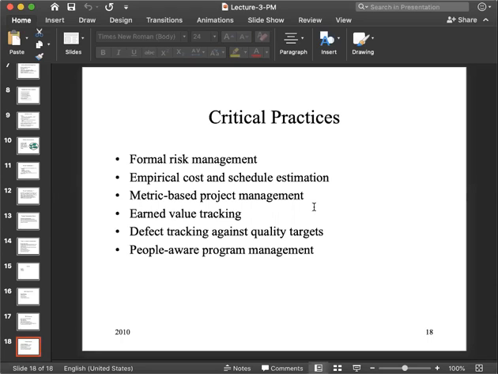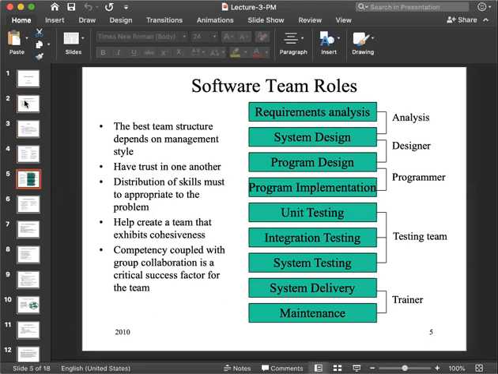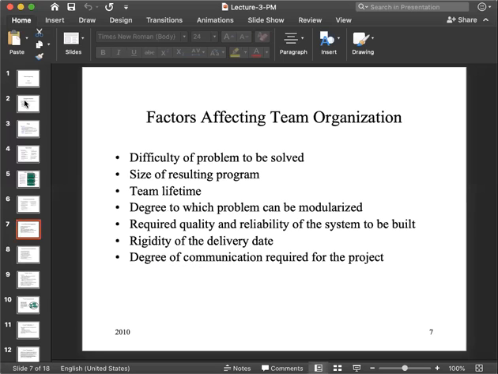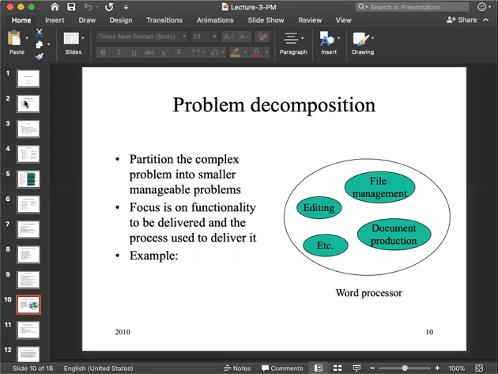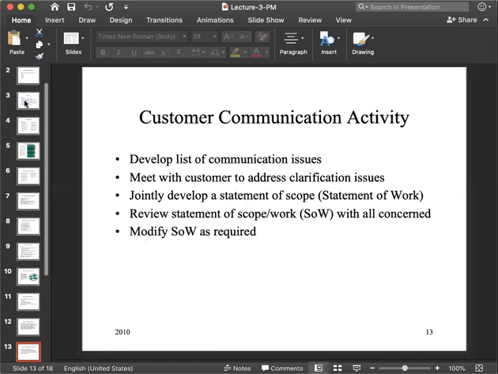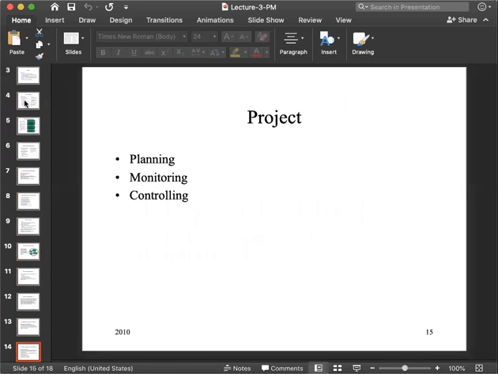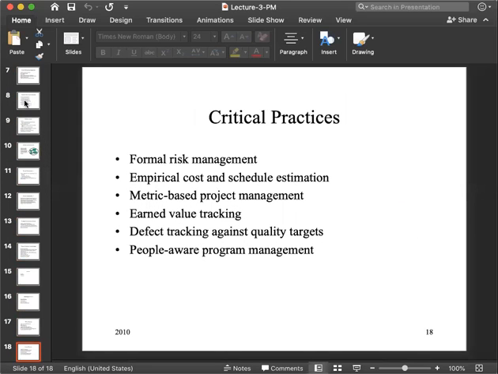Okay, so this is the project management slide for you. There are so many things in this slide, like the people, the team leaders, the team roles, the organization, the factors affecting your organization, communication, then how you are going to solve a big problem while processing any project, what are the main things you need to consider. Then customer communication. Then while you are doing any project, how you are going to manage it, the managing principles, and how you are going to deal with critical situations. So this is called the project management slide for you.